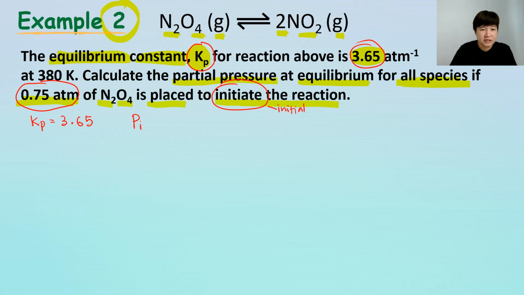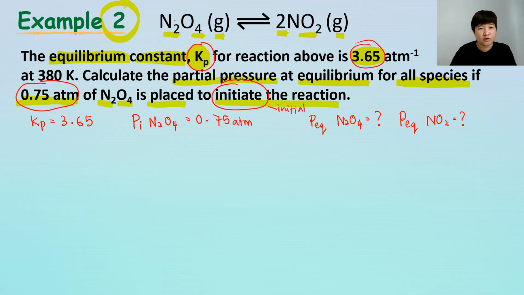Partial pressure initial of N2O4 given is 0.75 atm. So what is the question asking for? The question is asking for the partial pressure at equilibrium of N2O4 and also the partial pressure at equilibrium for NO2. That is what the question is asking for.